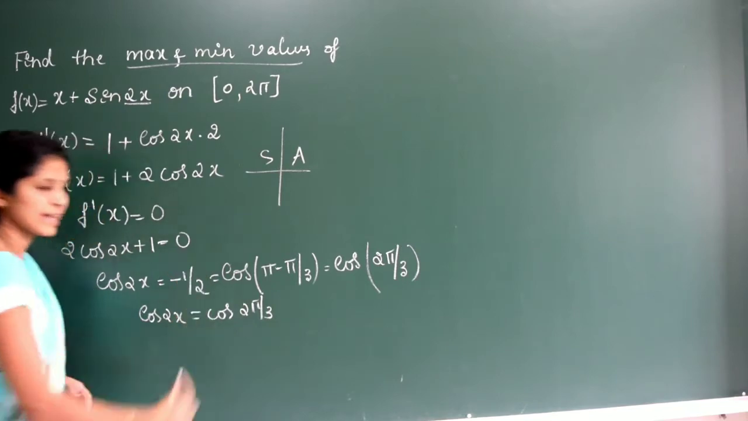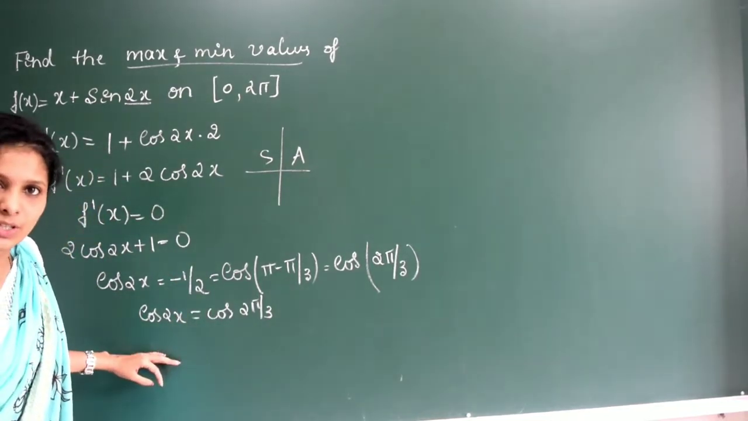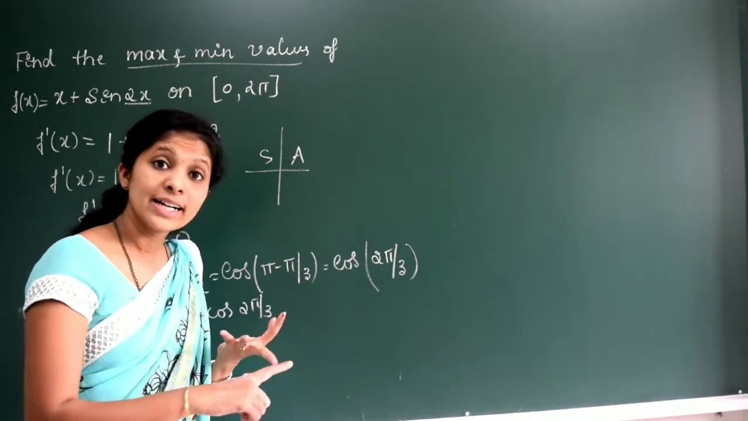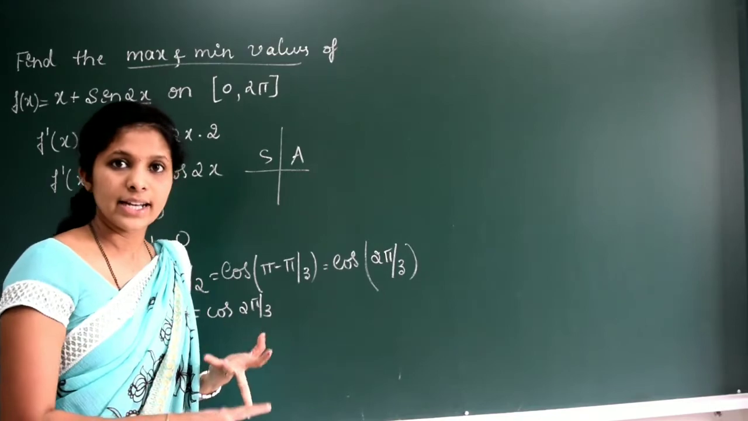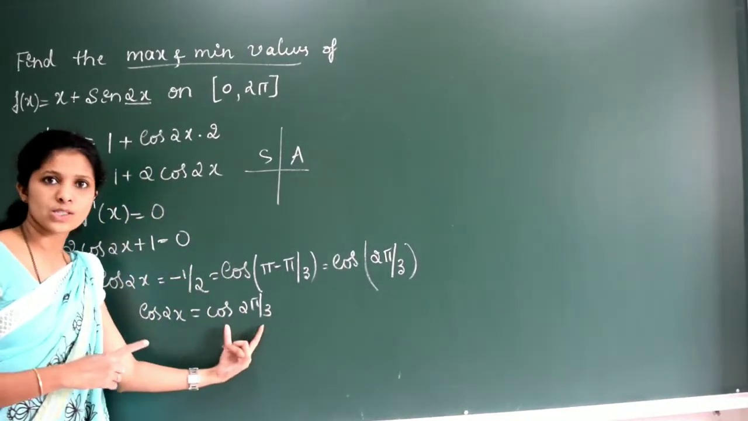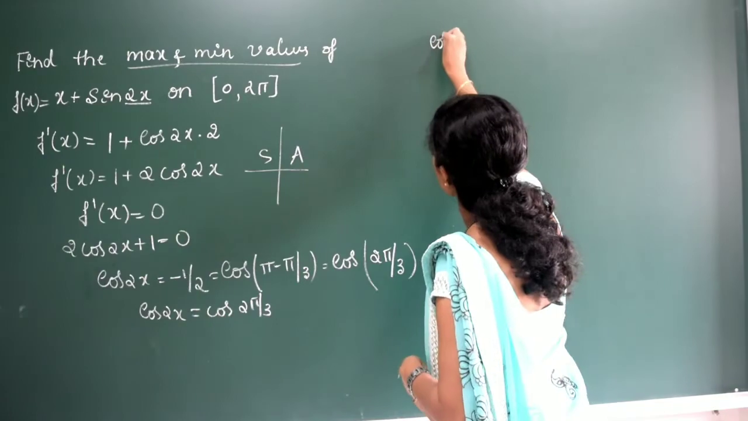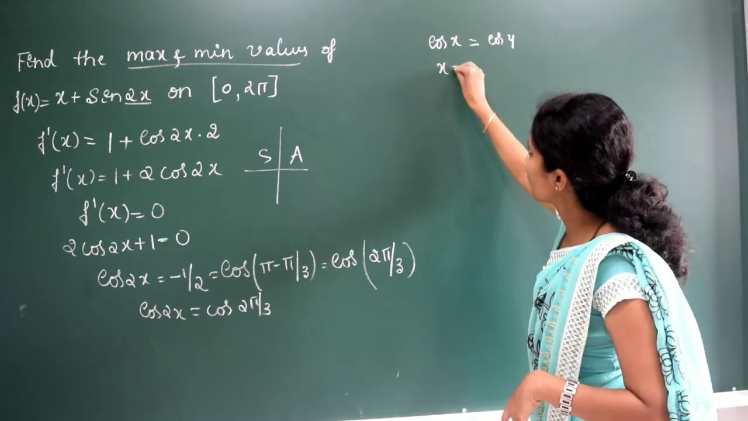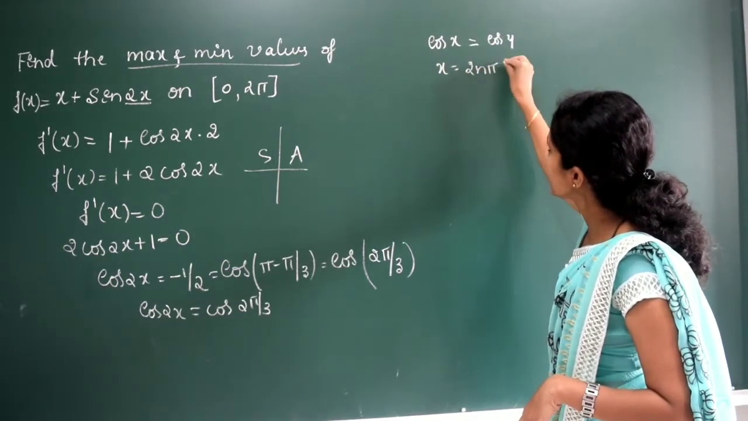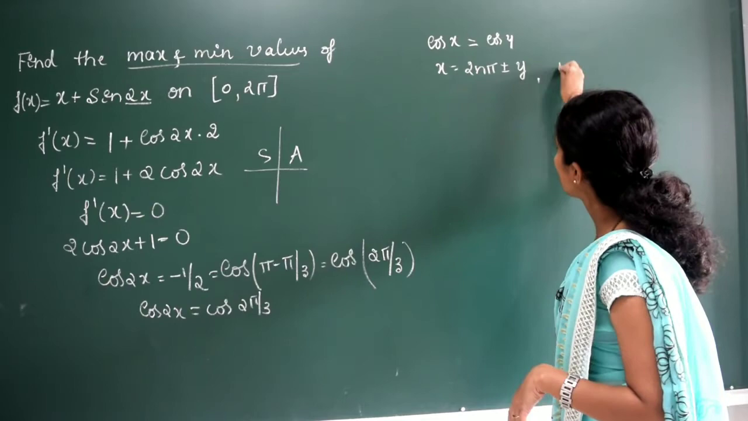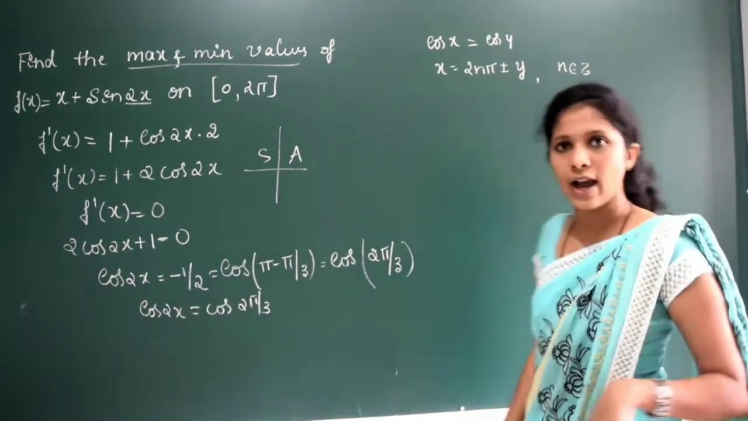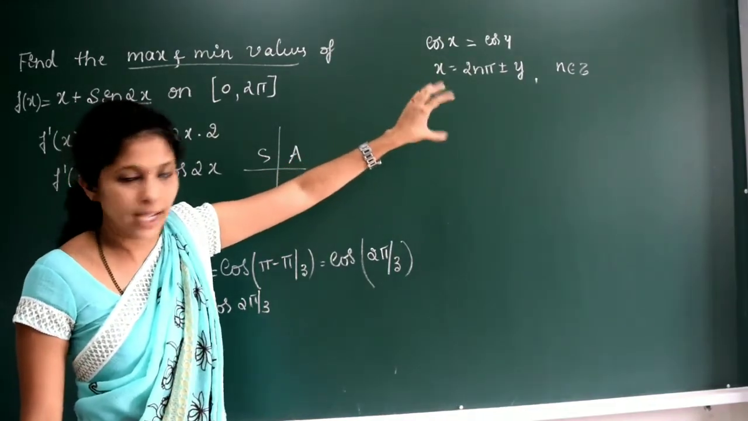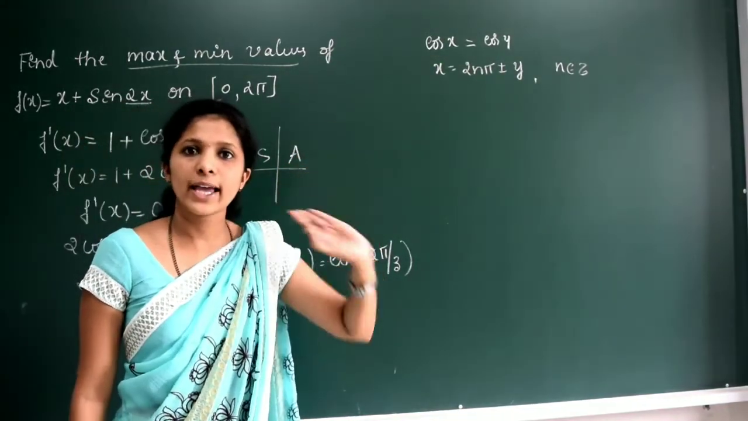Now can you say what is the angle? You have studied in the trigonometric ratios, right? If it is sin x is equal to sin y, or cos x is equal to cos y, or tan x is equal to tan y, right? So here we have cos x is equal to cos y. Whenever cos x is equal to cos y, I can write x is equal to 2n pi plus or minus y, and the value of n belongs to Z. You have studied this in trigonometry. If cos x is equal to cos y, then x is equal to 2n pi plus or minus y, and n belongs to Z.